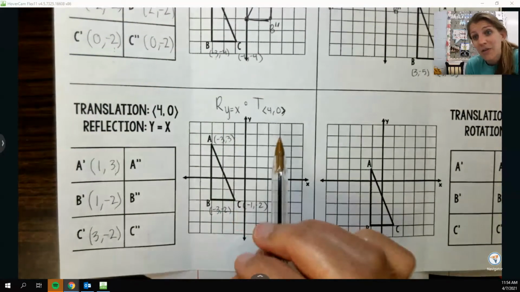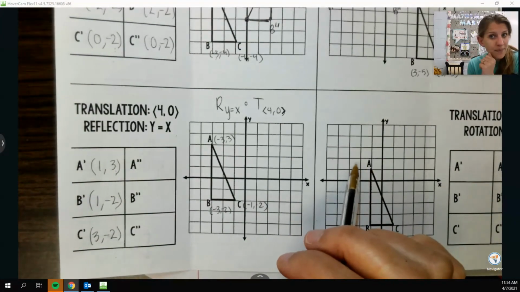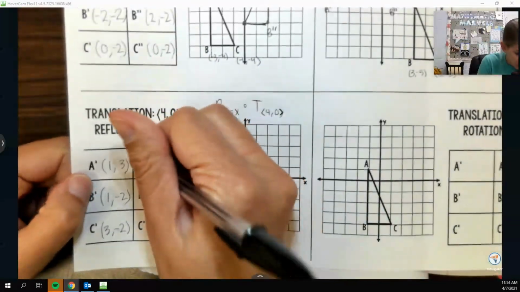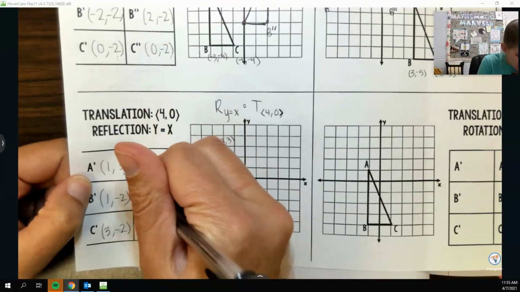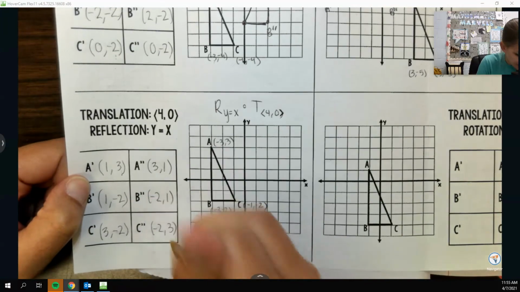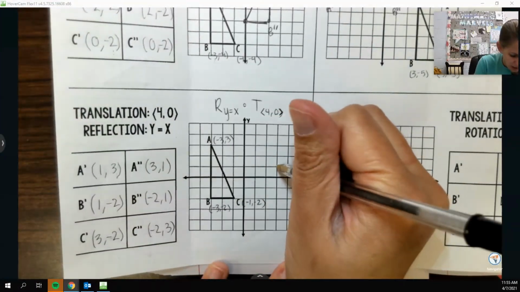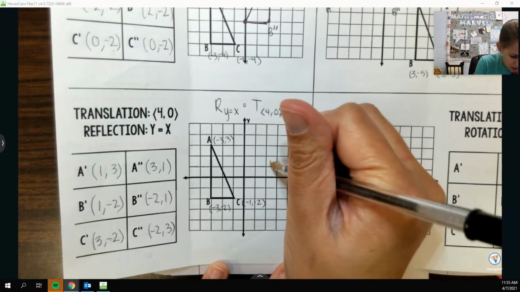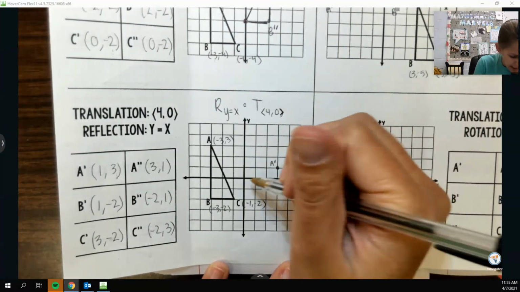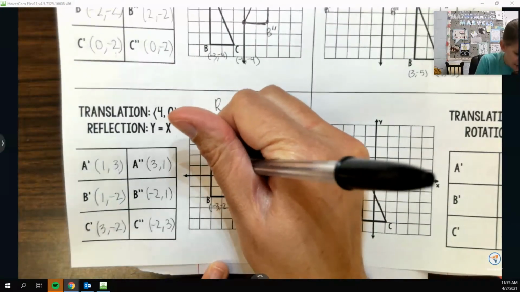And then when I reflect over the line y equals x, we just swap. Okay, so I'm going to take each of these points and just swap them. So 3 comma 1, negative 2 comma 1, negative 2 comma 3. And then I'm going to go plot. So 3 comma 1, negative 2 comma 1. Okay, I feel good so far.